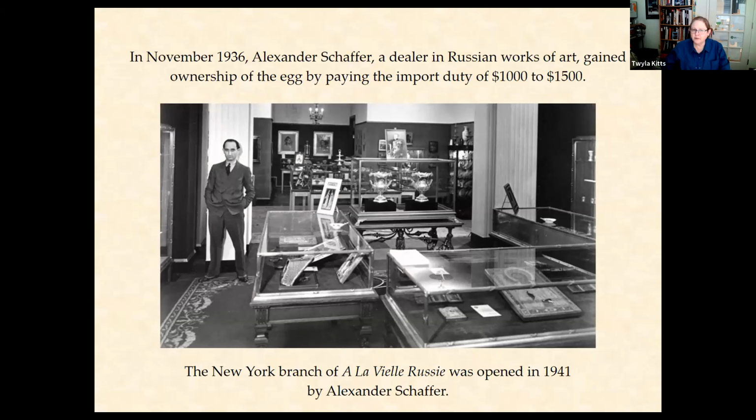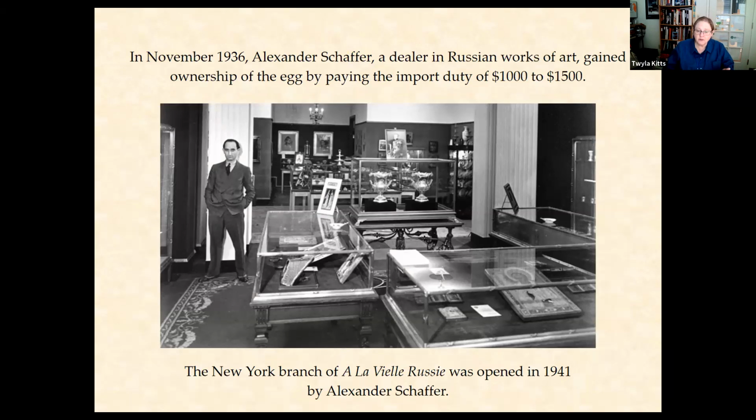So in November 1936, Alexander Schaefer, who was a dealer in Russian works of art, paid off the import duties and gained the egg. And he has a really kind of wonderful history of selling Russian works of art that came out of Russia after the revolution.